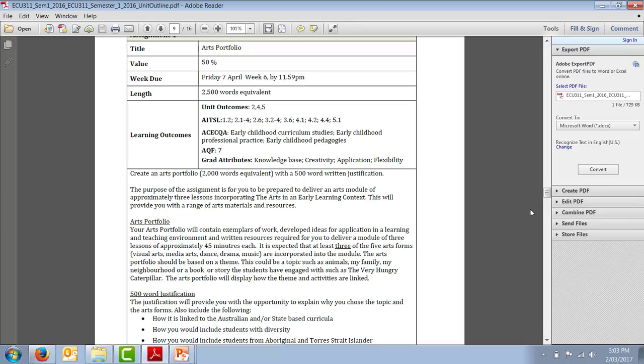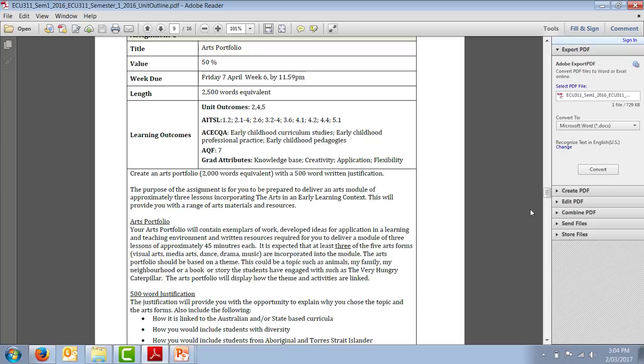Another example, topics can include your animals, your family, your neighbourhood, or a book or story which you've engaged with in the past. You can look at this example in here, The Very Hungry Caterpillar. If you're looking at a book in your literacy, outside of art in your class time, this is a perfect example of how you would then use that in art. You might design your own picture of the hungry caterpillar. You might then turn that into some music. Clapping is very good for early childhood children, and then turn that into a drama performance or a dance, or even some form of media arts.